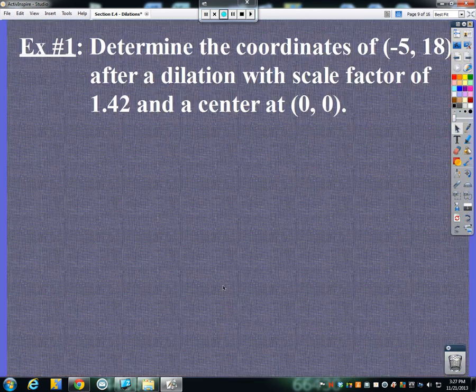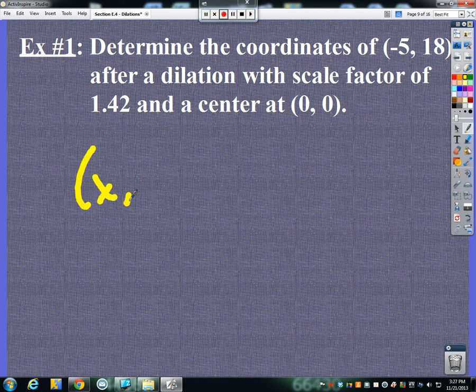So the first example we'll look at says determine the coordinates of -5, 18 after a dilation with scale factor of 1.42 and a center at 0, 0. Okay, so we're going to need our calculator here. So our x comma y, let's get our rule up here.